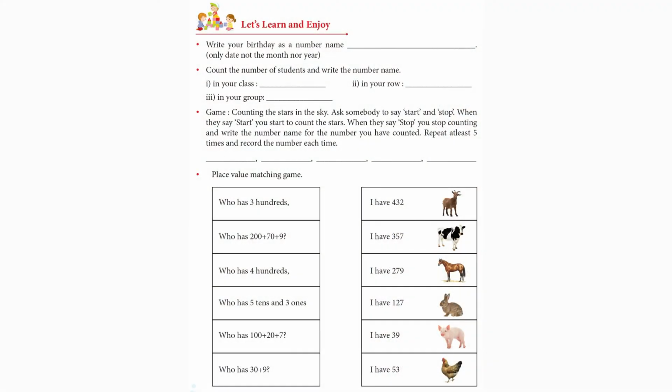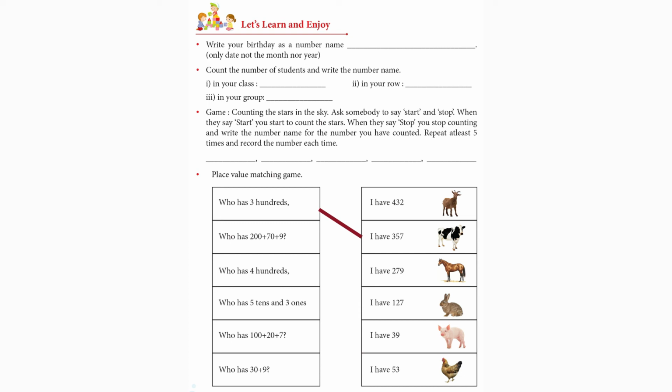Now next we have a place value matching game. So the first is who has 300s. So on the left hand side we have these questions, and then on the right hand side we have all these numbers that are given there. So you need to see which one matches. So here if you see who has the 300s. Can you tell me which number has 300 here? It is 357. Very good. So it's written I have 357. It has 300. So the one that has a cow's picture, you can match it to.